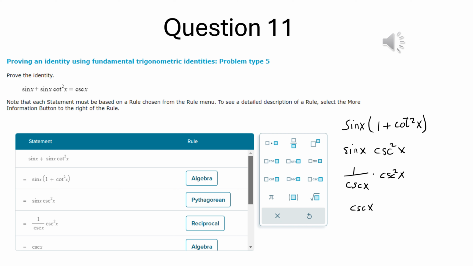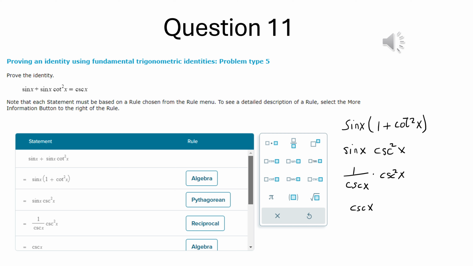Because we have a long expression, it allows me to manipulate. Then you apply algebra and you factor out sine of x. Then, parentheses 1 plus cotangent square x. This is algebra, just algebra. Now using Pythagoras, I know that 1 plus cotangent square is equal to cosecant square.